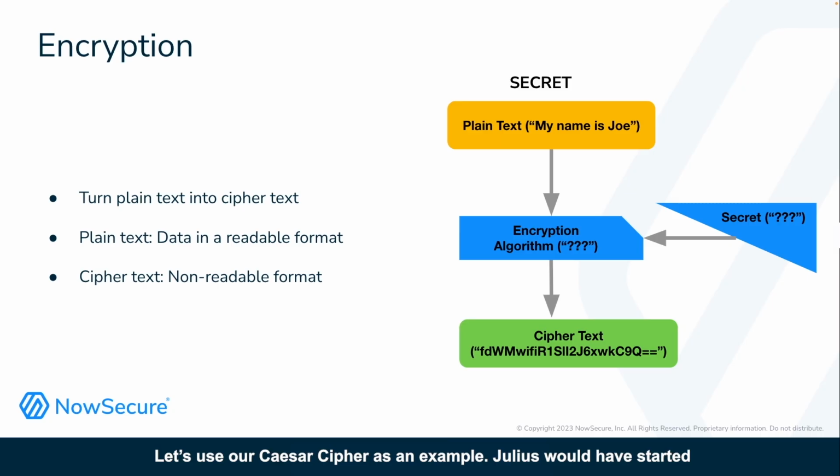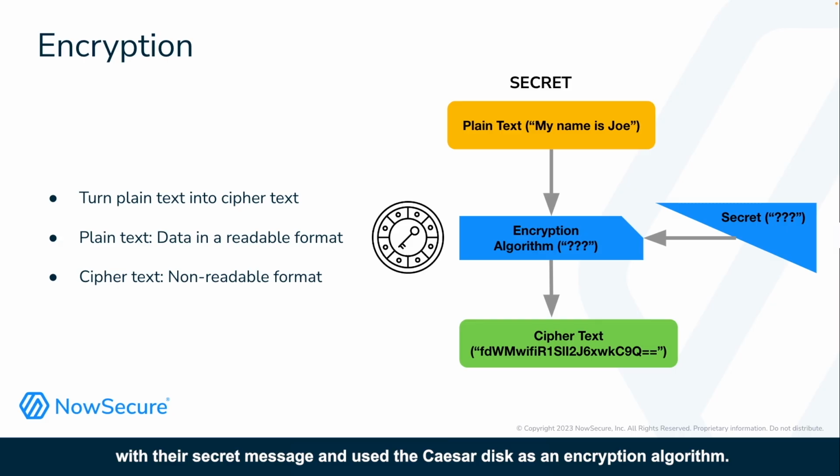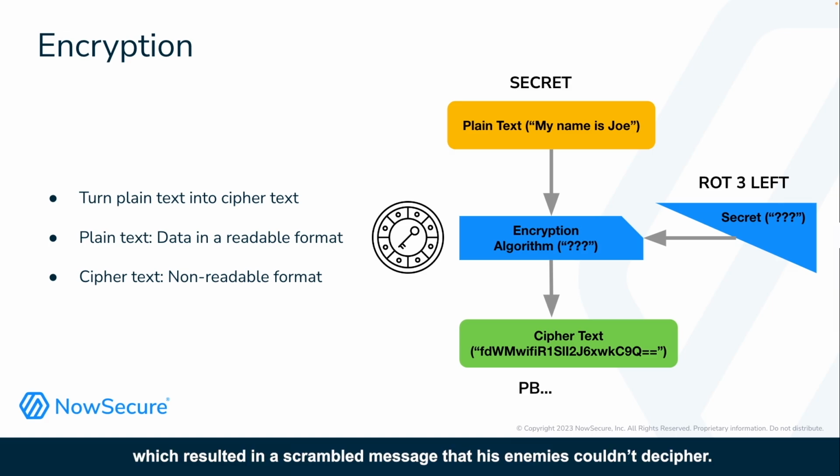Let's use our Caesar cipher as an example. Julius would have started with their secret message and used the Caesar disk as an encryption algorithm. The secret would have been to rotate the disk 3 letters to the left, which resulted in a scrambled message that his enemies couldn't decipher.